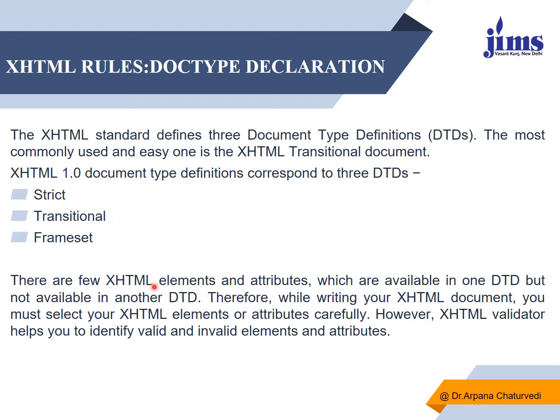There are a few XHTML elements and attributes which are available in one DTD but not available in another. While writing your XHTML document, you must select your XHTML elements or attributes carefully. However, the XHTML validator helps you to identify valid as well as invalid elements and attributes if you check through the validator.